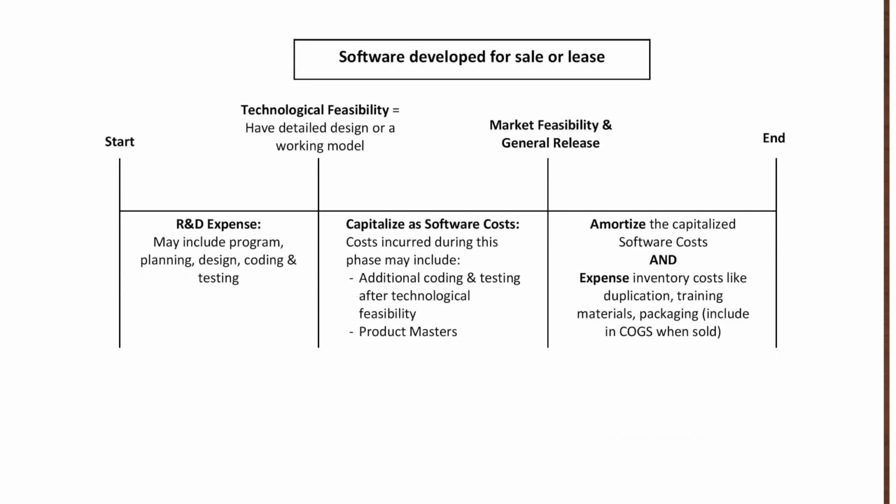Now, let's look at the chart that we have on this page. Highlight software developed for sale or lease. And we got highlight technological feasibility and highlight market feasibility. Before technological feasibility is established, highlight R&D expense. After technological feasibility, but before the general release, put a box around capitalize and highlight software costs. And after the product is released in the market, put a box around amortize and draw an arrow from software costs, because the software costs that were capitalized earlier would be amortized after the software is released in the market.